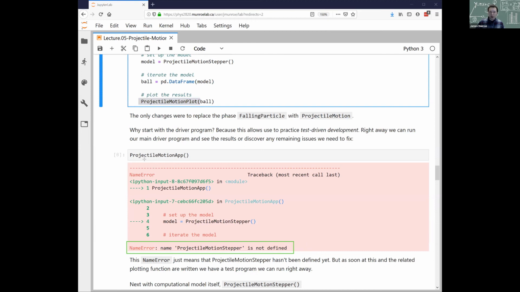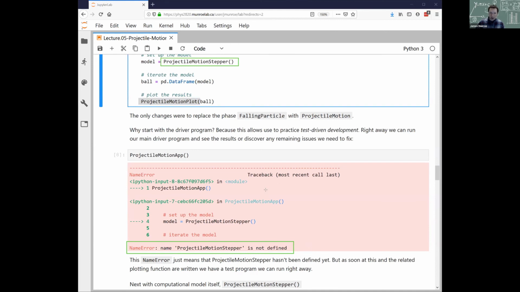Everything else above it is called a stack trace. It's just saying where the error occurred. But your eye needs to go right to the very bottom of the block to find out what the error actually is. In this particular case, it's a NameError, and it's telling you projectile motion stepper is not defined. All it's reporting back is, I don't know what projectile motion stepper is. I don't know how to run this program.